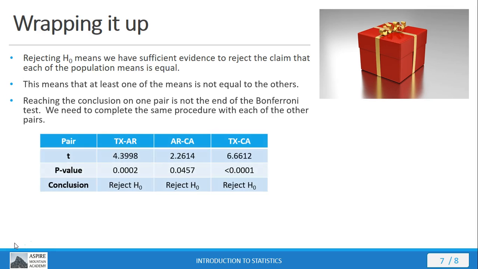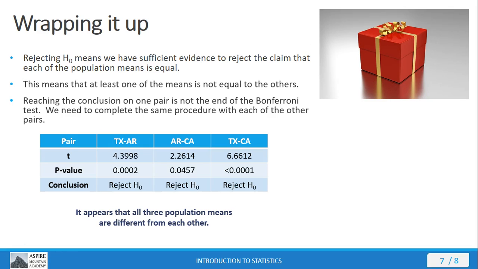So when we do that, here's the results that we come out with. We saw these results earlier from what we just looked at with comparing the pair of Texas and Arkansas. It led us to reject the null hypothesis. That means that one of these two are different from each other. We run the same test with the other two pairings, and we come to the same conclusion. So that means Arkansas and California are different from each other, and Texas and California are different from each other. Since we've got the same conclusion for each of our different pairings, that means all three population means are different from each other.